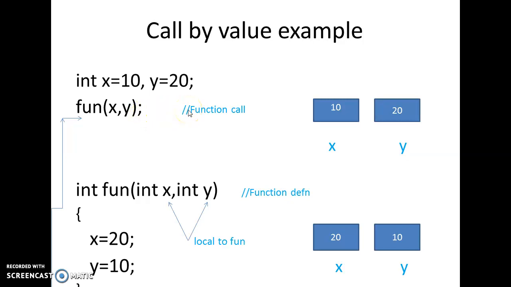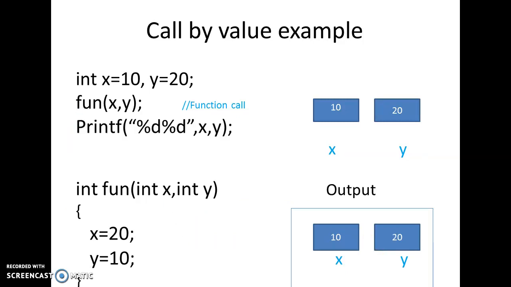This is the function call. int fun(int x, int y) is called the function definition. In the function definition, x = 20 and y = 10. Here we can see that x and y are local to the function, or these are local variables for the fun function. So as per the processing, x value will get replaced by 20 and y value will get replaced by 10 in the function.